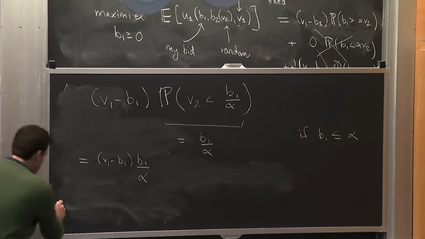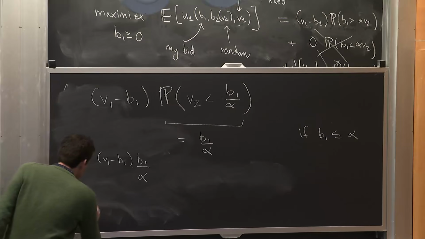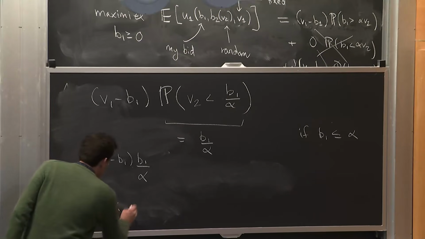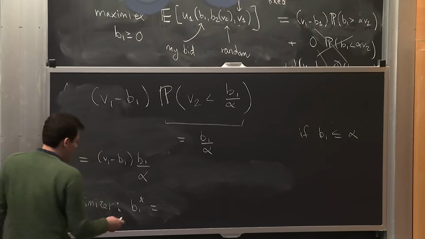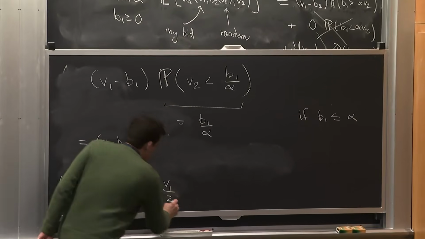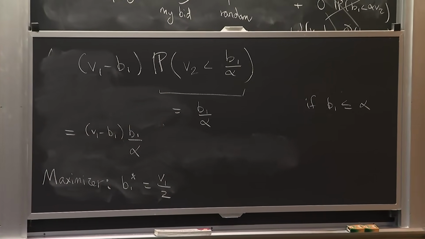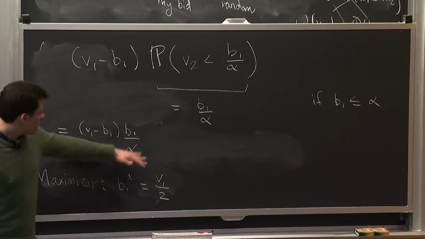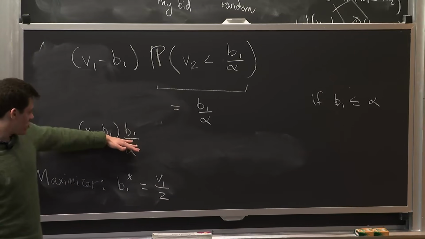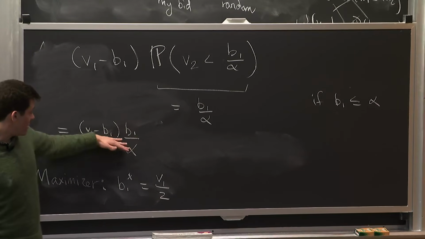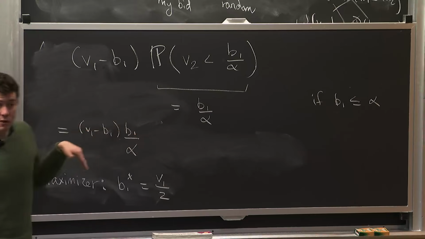So now if we simplify, we get V1 minus B1 times B1 over alpha. And if we maximize this, we're actually going to get B1 star equals V1 over 2. Because the alpha doesn't affect it, you could do the first order condition, but it's our classic trick. B1 times V1 minus B1 is maximized by B1 equals V1 over 2.